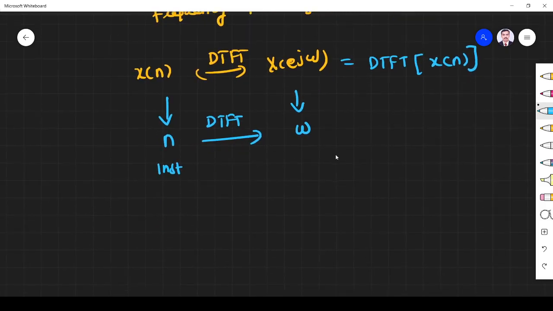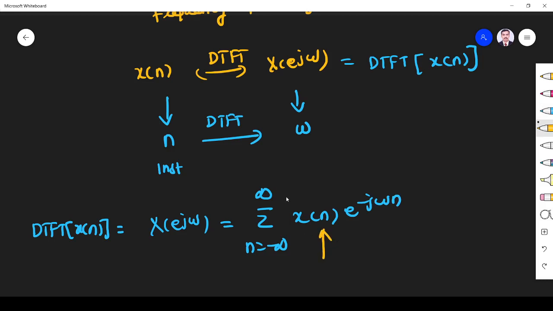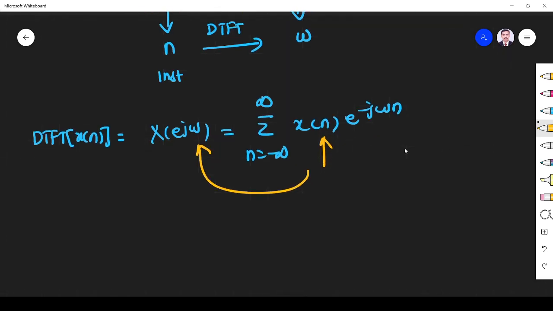So what is the formula to find DTFT? DTFT of x of n is represented as x of e power j omega, that is given by summation n goes from minus infinity to plus infinity x of n e power minus j omega n. So what happens? You give input as n, that is converted into omega. So this is what DTFT is about.